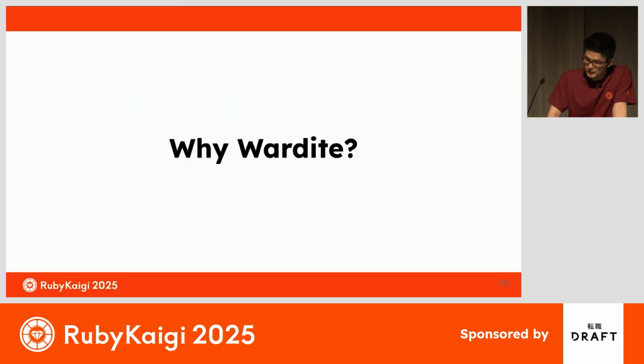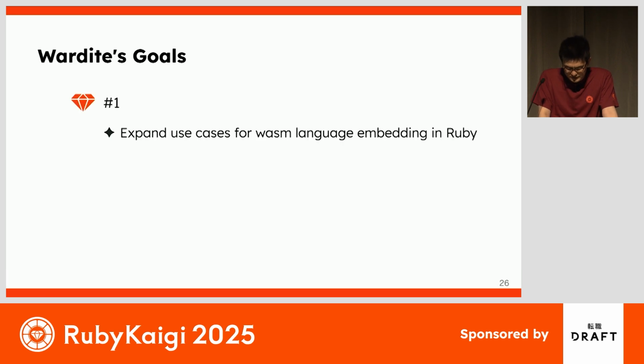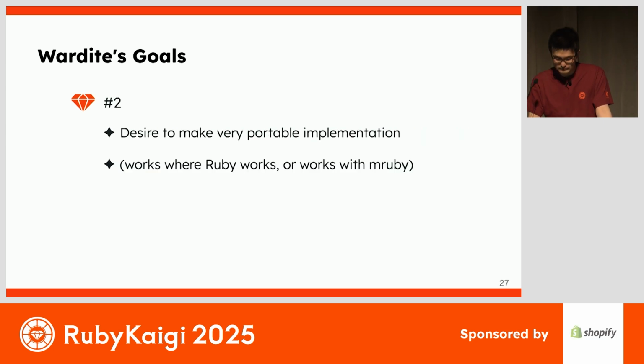So why did I build this? There are several reasons. First is to expand integration between Ruby and WASM. The primary goal is to unlock the potential of WASM's power within Ruby applications. Then I required high portability. I wanted a runtime that works whenever standard Ruby works.